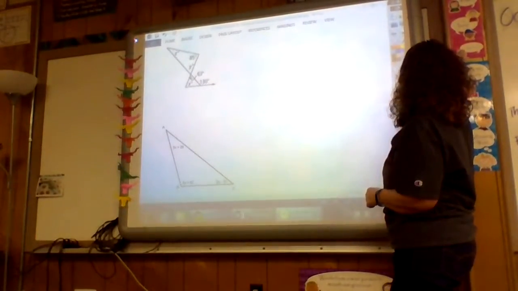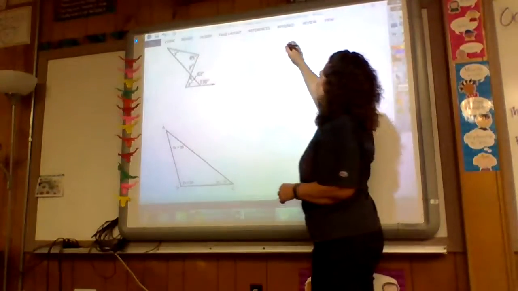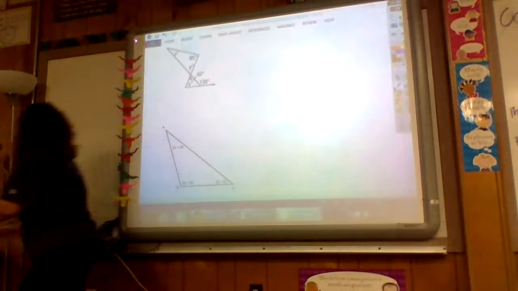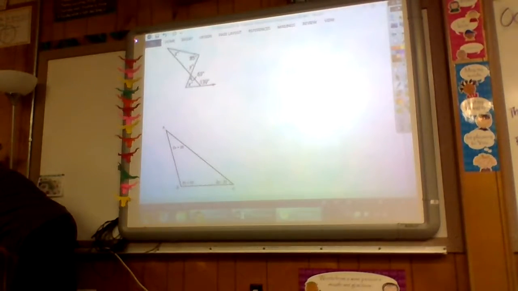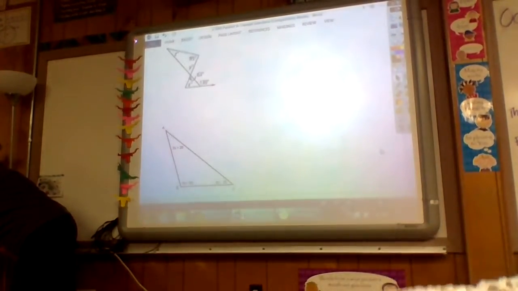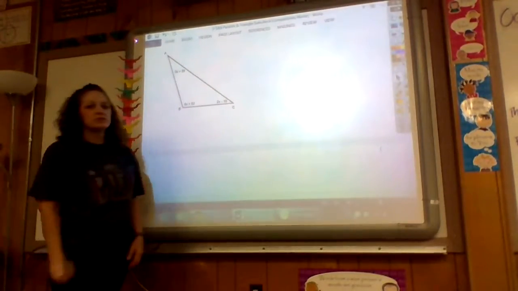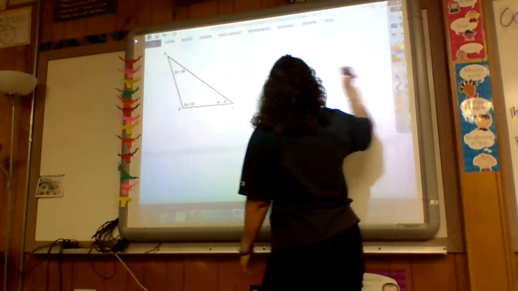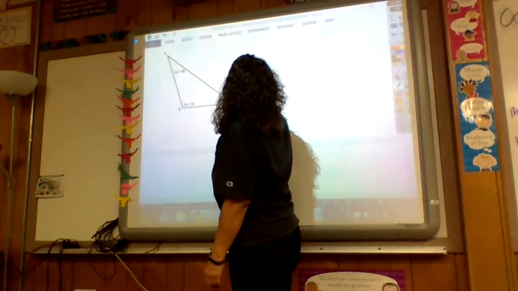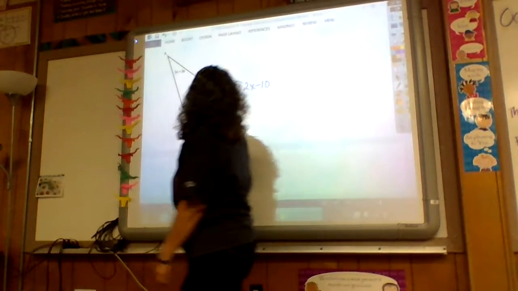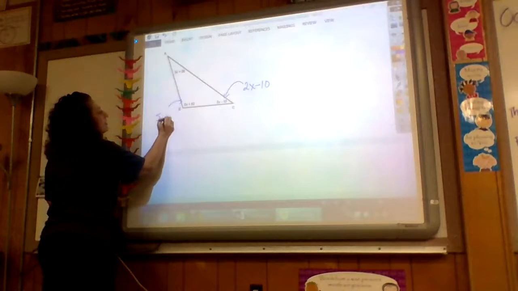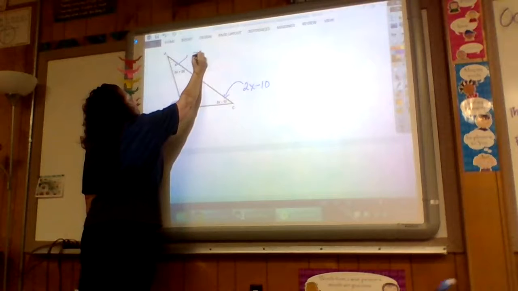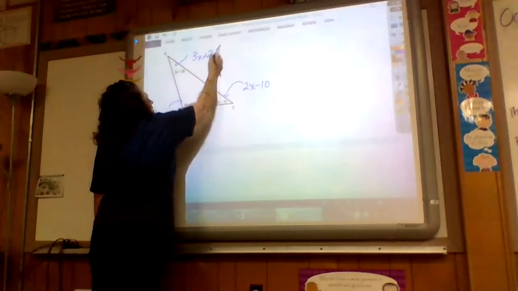Now let's throw a little algebra in there. Please draw this triangle and then label. I know those are little, so I'm going to write them on paper as well. This is angle 2x minus 10. This is angle 5x plus 52. And angle 3x plus 28.